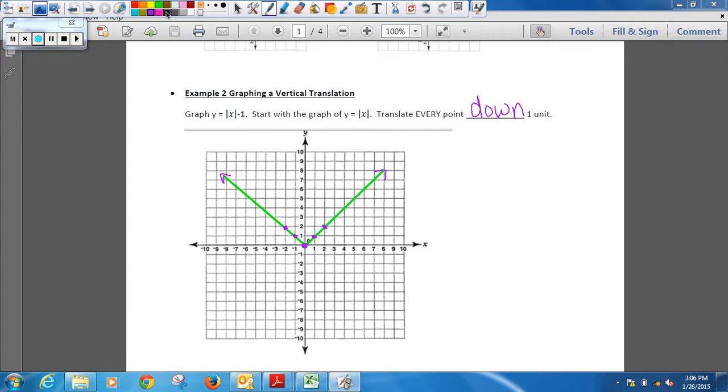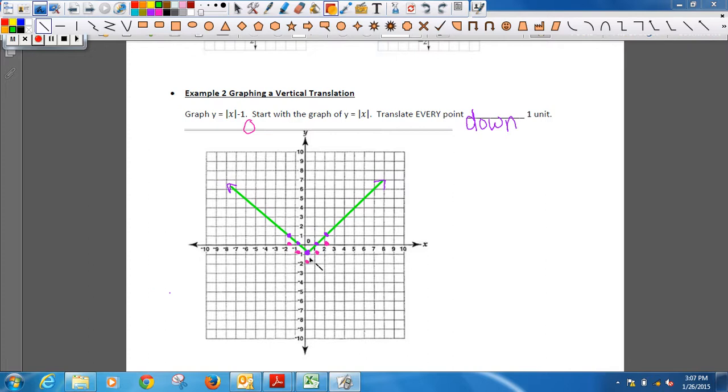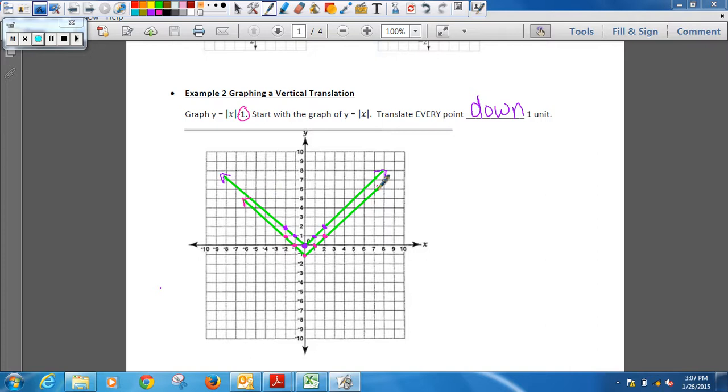Okay, so my next one then, because the negative 1 is on the outside of the absolute value, all we're simply going to do is move everything down 1. So I'm going to move this point down 1. This point, oops, I moved down 2, so I've got to be careful, down 1. This point, down 1. Over here, down 1, down 1. And then you can go ahead and connect them with the straight edge as well. So same shape, same size, all we did was simply move it down 1. And there's your graph.